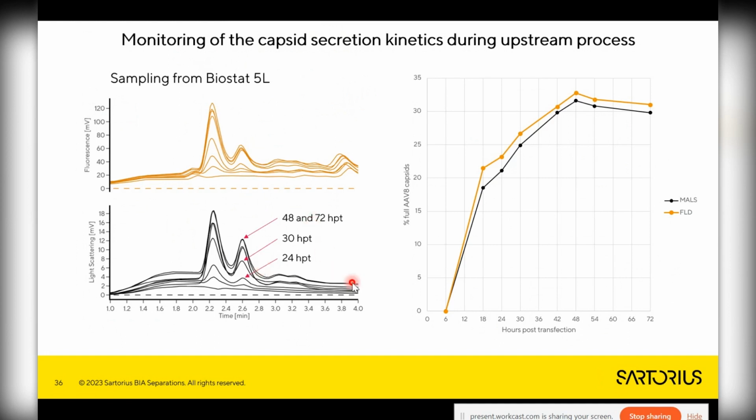do your kinetics. Here we took the chromatogram at the beginning of transfection, so the fluorescence is flat. The multi-angle light scattering is also flat, and then over time we see both the full and the empty grow.